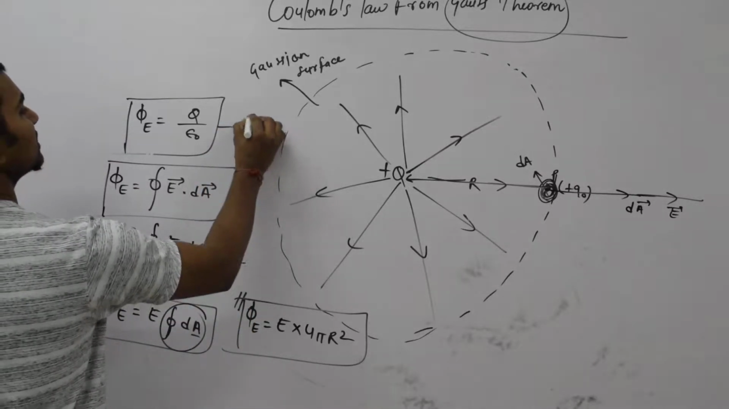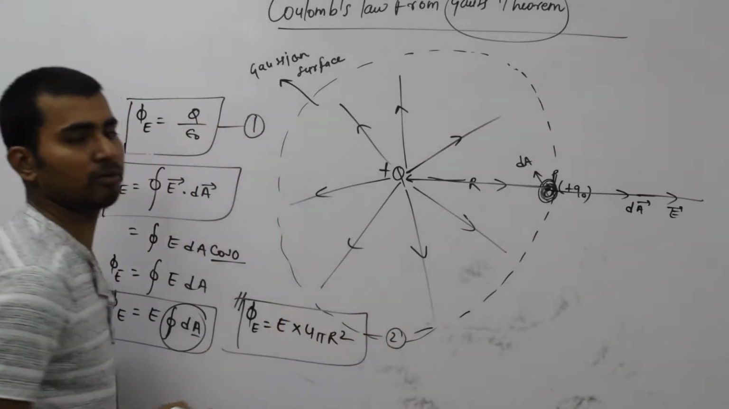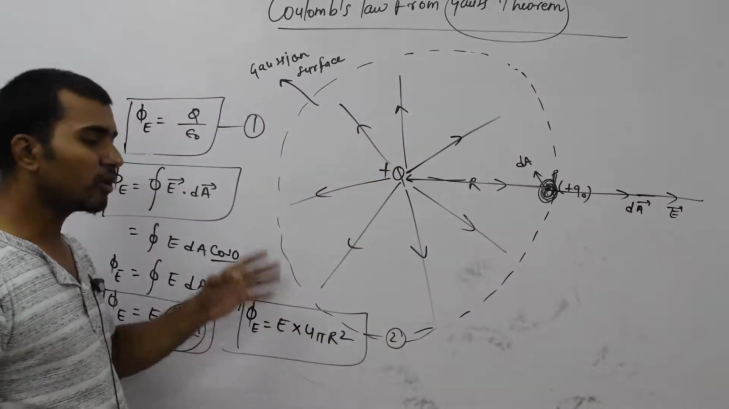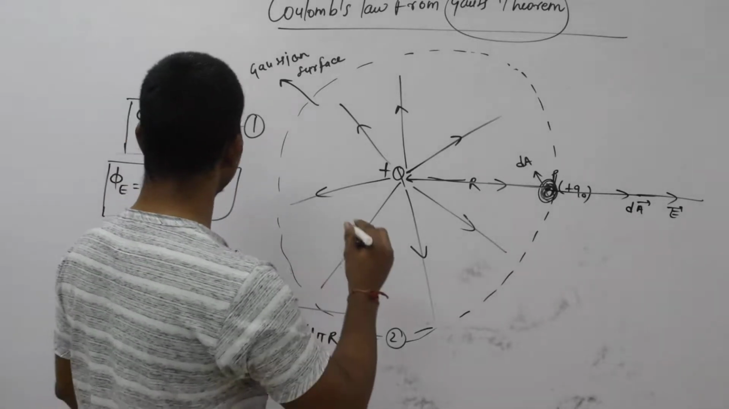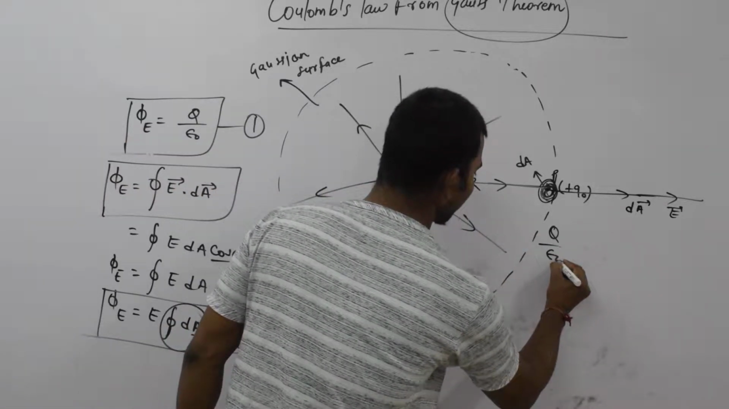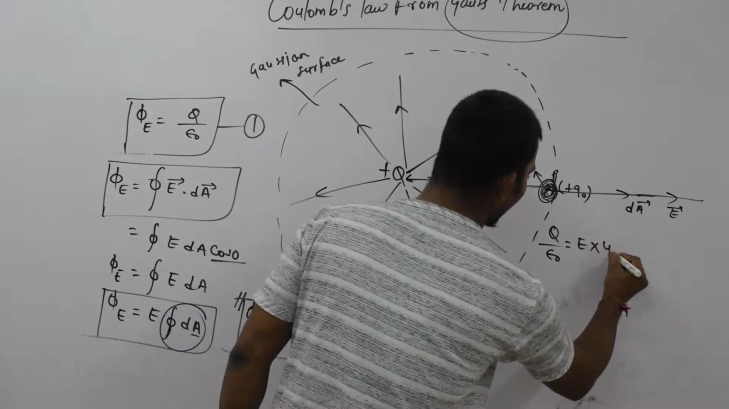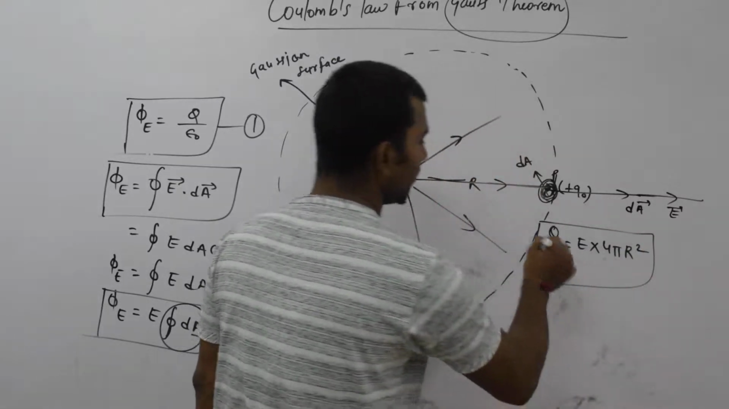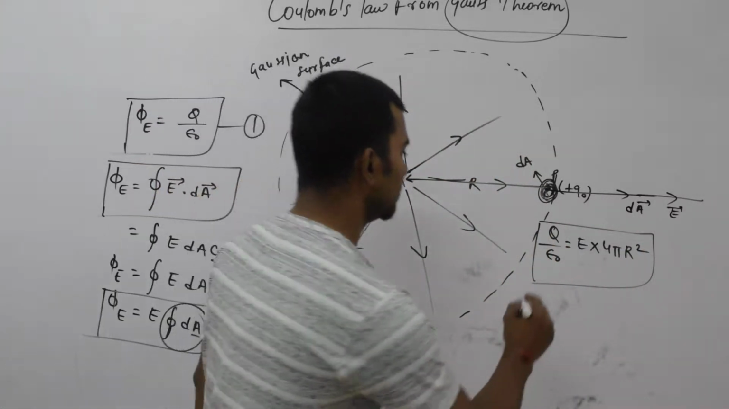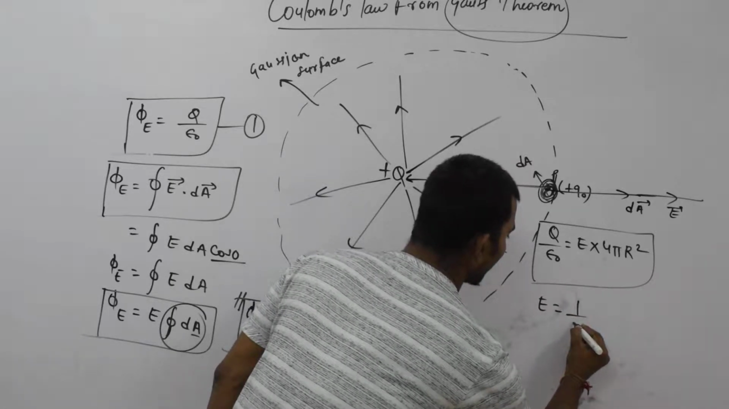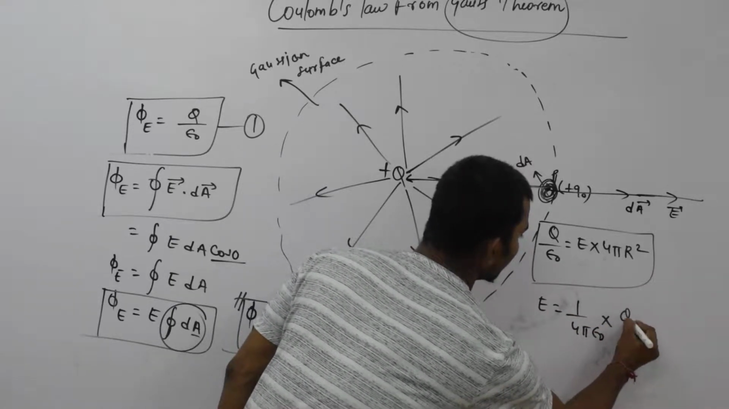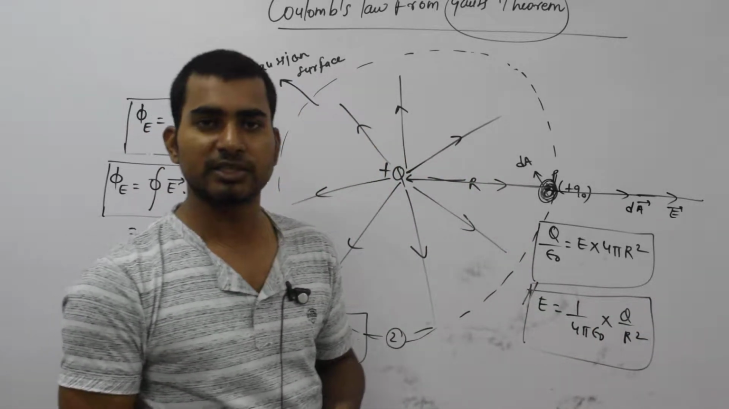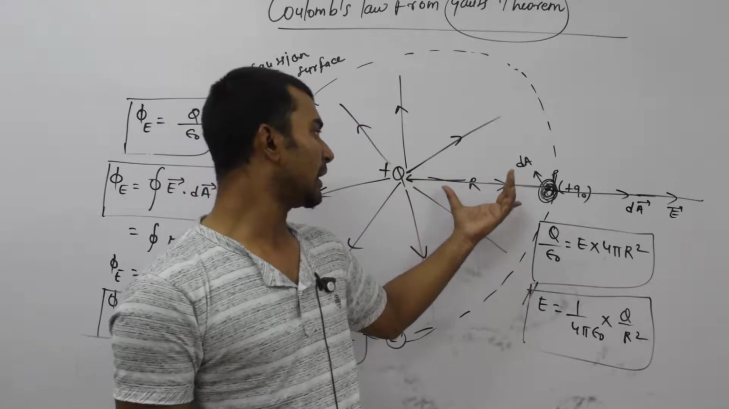Okay, now let's suppose this is our equation number 1 and it is our equation number 2. We can compare the equation number 1 and 2 and we can get the result. So if I compare these two equations, then you will get Q upon epsilon naught is equals to E into 4 pi capital R square. So now from here you can get the value of E. Simply you will get E is equals to 1 upon 4 pi epsilon naught into Q upon capital R square. This is the magnitude of electric field intensity due to this particular source charge at R distance at a point P.